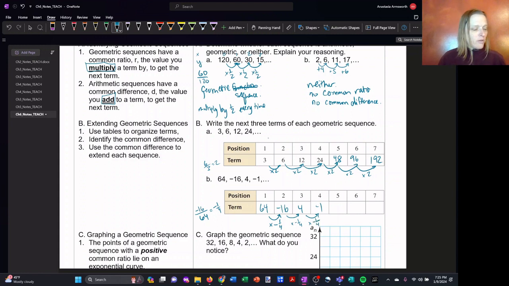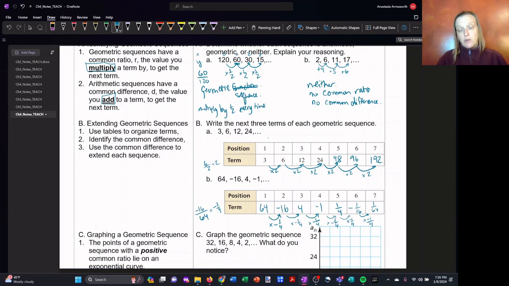Multiplying by negative 1/4. So what happens when I continue the pattern? The next one will be positive, then the sixth one will be negative, and then the seventh one will be positive. If I take negative 1/4 of negative 1, that gives me a positive 1/4. And then I get a negative 1/16. And then I get a positive 1/64 because I'm just multiplying by negative 1/4 every single time. So I've extended the sequence just by multiplying by negative 1/4 each step of the way.